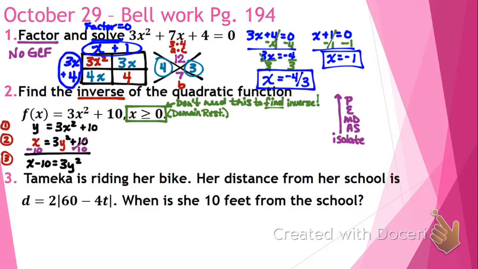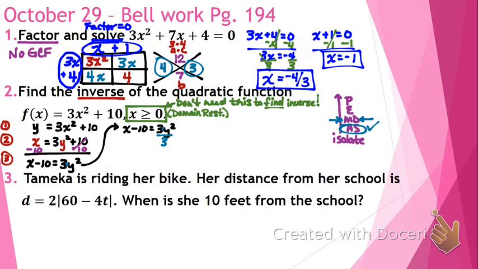Is there any other addition or subtraction on the same side as y? No. So we did that step. So addition and subtraction we are done with. So then we hop up here to multiplication and division. Yes. 3 is being multiplied to that y squared. I'm going to have to bring my work around here. So x minus 10 equals 3y squared. We need to divide by 3.